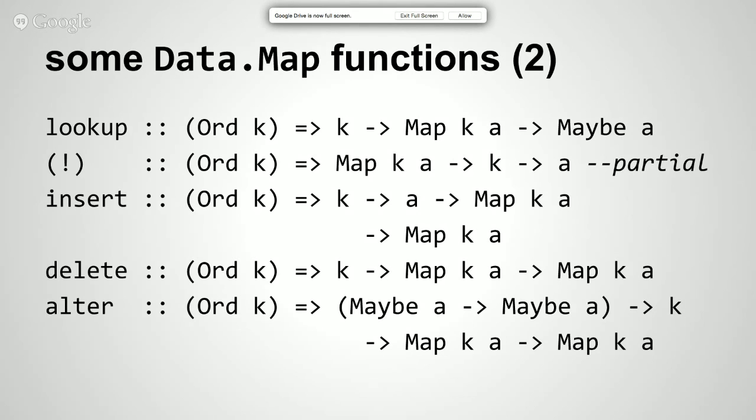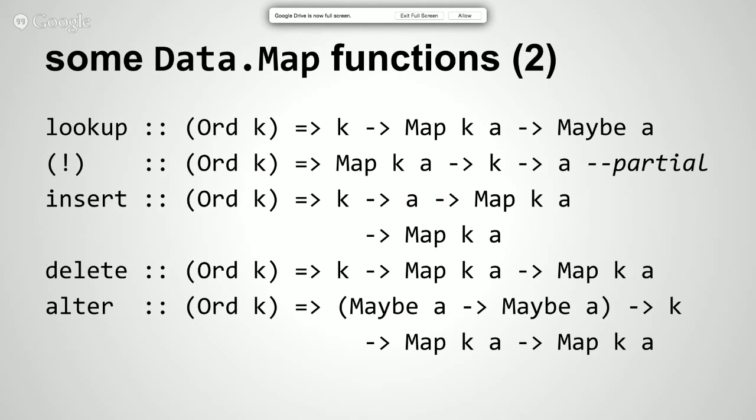We have insert and delete, which insert and delete into the map. And we have alter, which takes a function from Maybe A to Maybe A and a K. What that does is it says, okay, at that K, apply this function to what you get when you look up. And if the function returns a Nothing, then it's saying delete it. And if it returns a Just, then it's saying put it there.